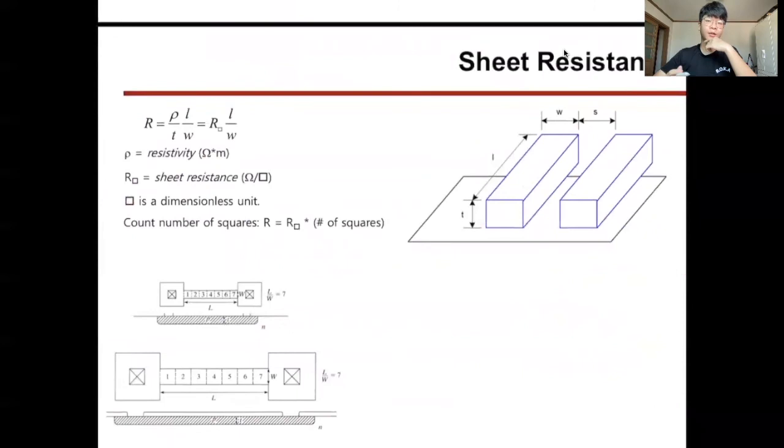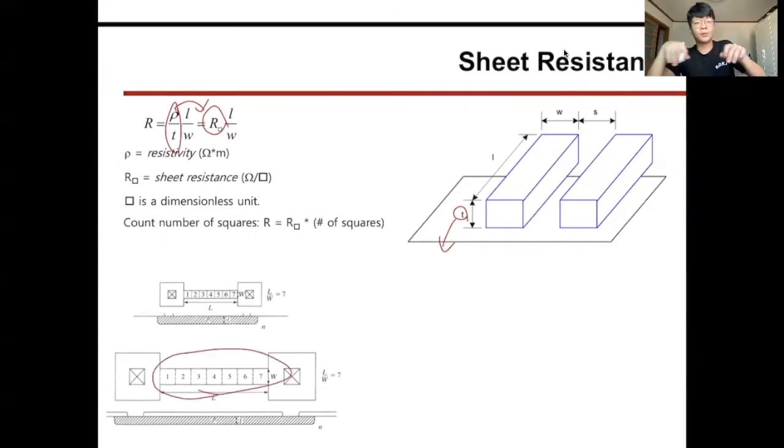For sheet resistance, when we metallize the device, the thickness is defined by the design rule, so we cannot control it. So the resistivity and the thickness are combined together to make the sheet resistance. The reason why we use sheet resistance is to calculate the total resistance of the metal lines in an easier way.